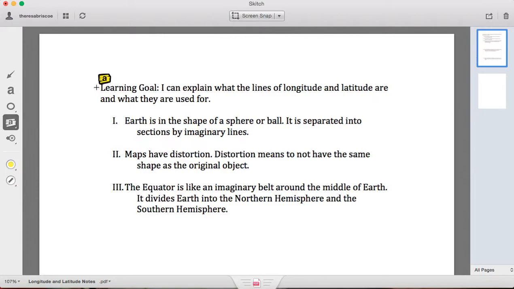Our learning goal for our social studies lesson today is: I can explain what lines of longitude and latitude are and what they are used for. So I want to know, what are lines of longitude and latitude and what are they used for? Why do we have them?